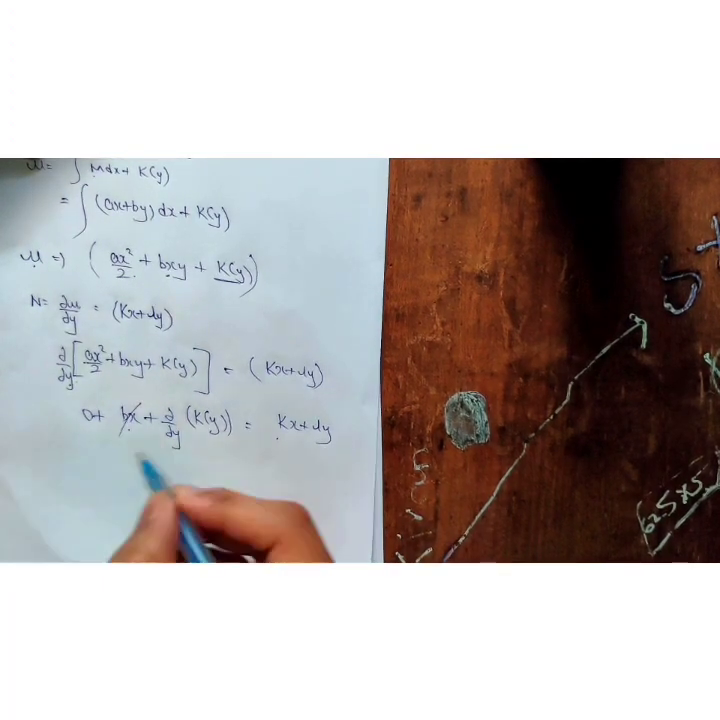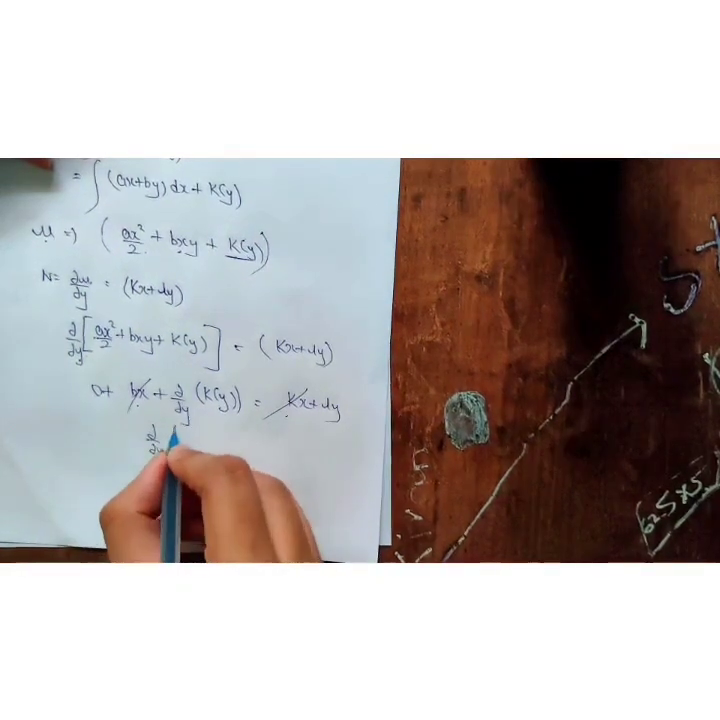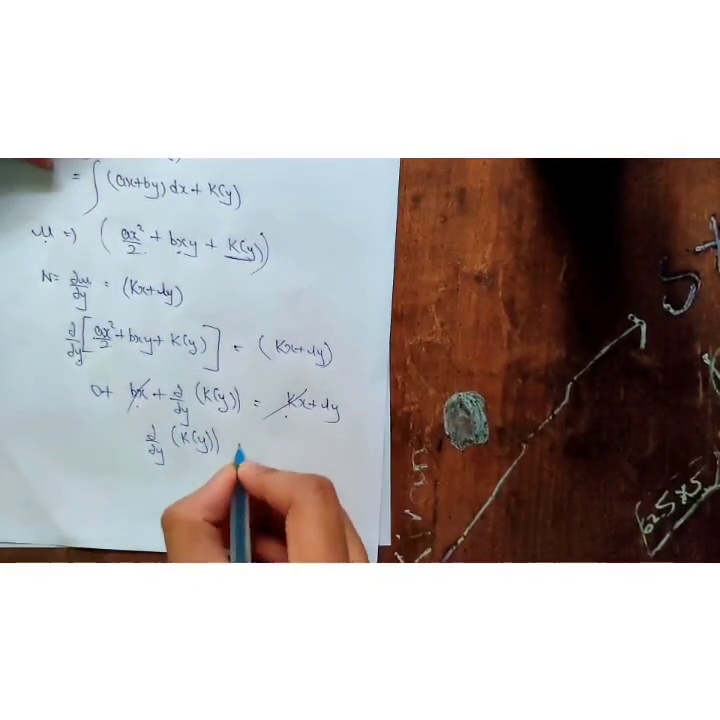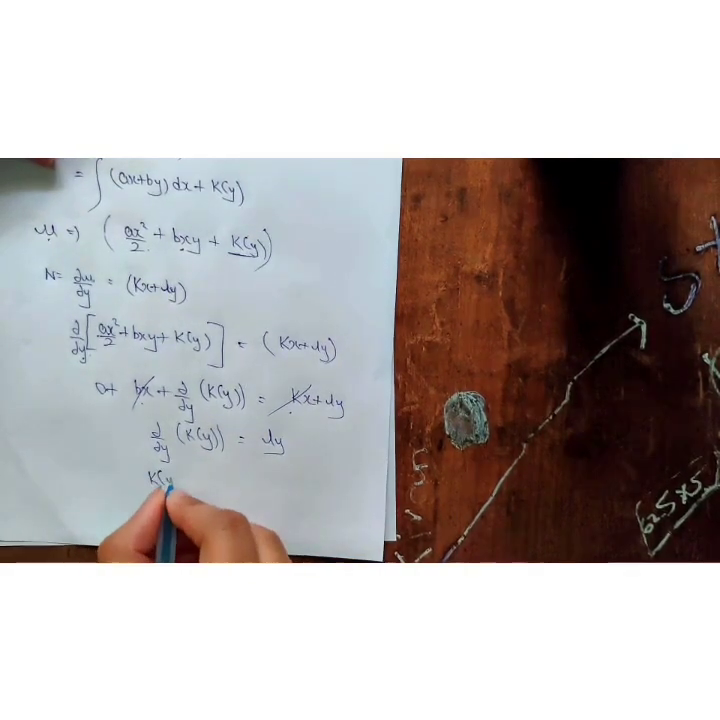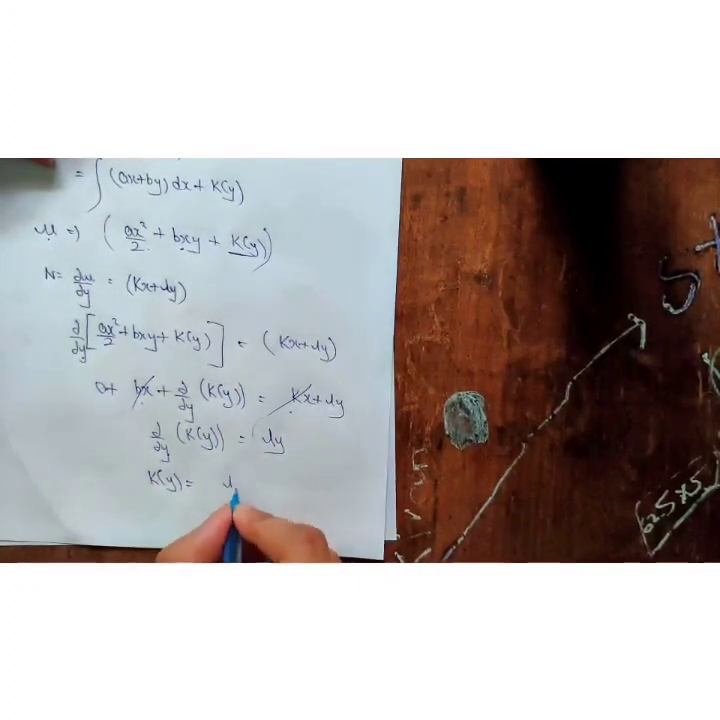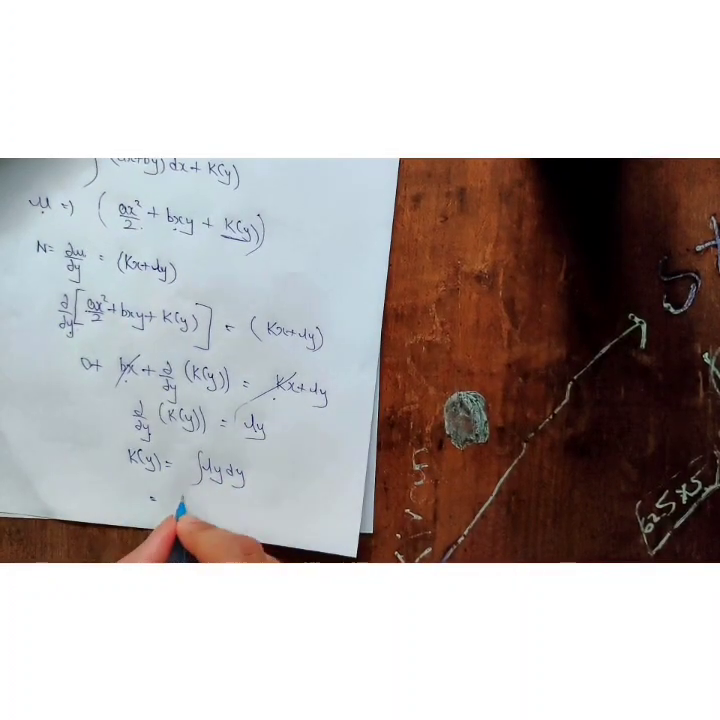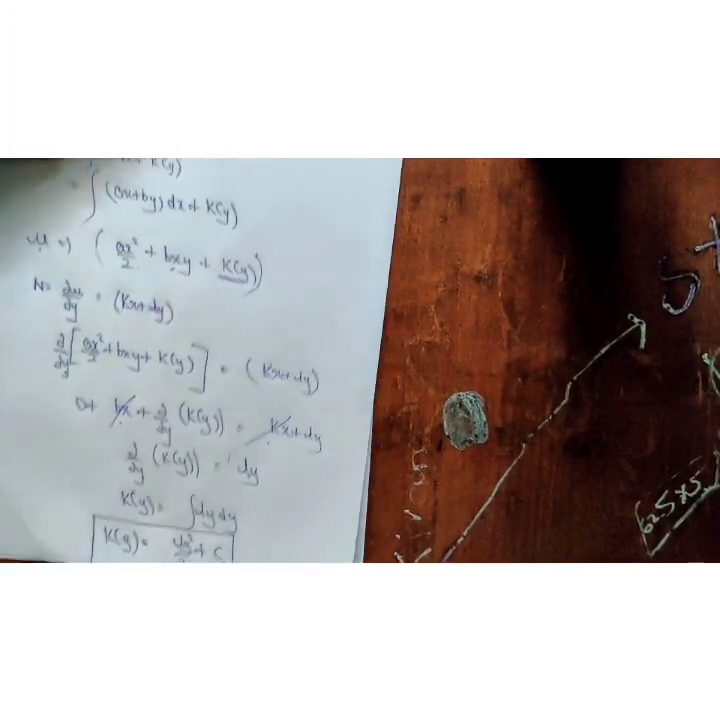Because b is equal to k, we can simply cancel this. Now ∂/∂y of k(y) is equal to ly. So k(y) is equal to, taking this side and integrating, the integral of ly dy, which is ly²/2 plus c. k(y) is equal to ly²/2 plus c.